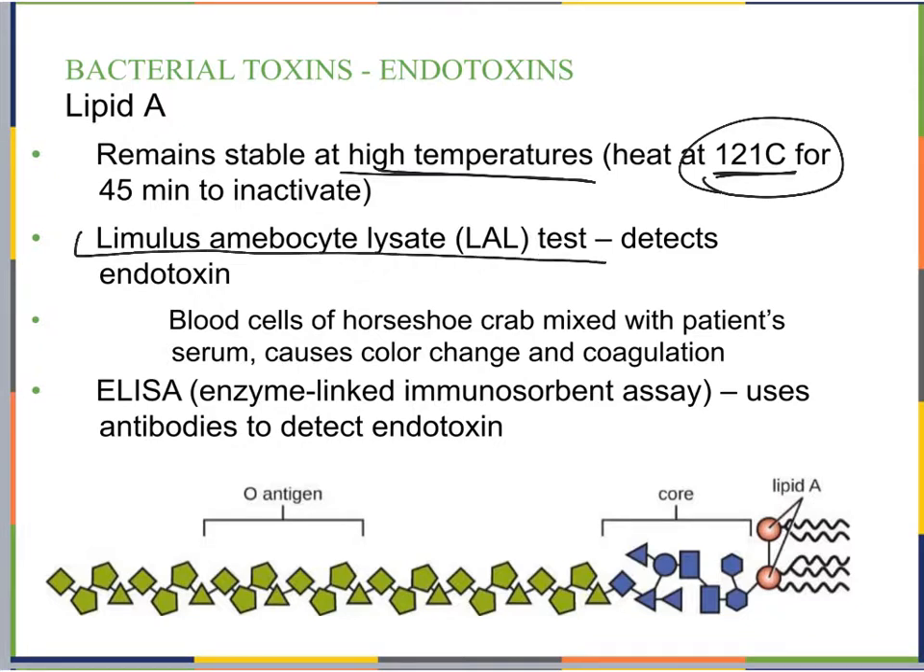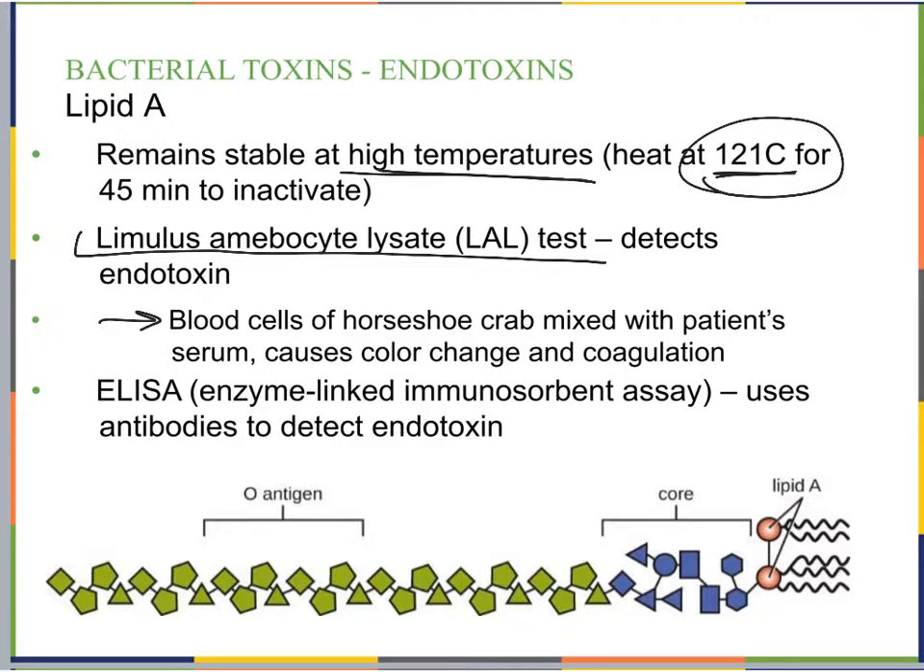We have different ways that we can test how much of this we have in the body, or in a sample rather. We do this by utilizing the LAL test, which is the Limulus amoebocyte lysate test. This is going to tell us in a sample how much of this lipid A that we have. In this test, they take blood cells of the horseshoe crab, which are blue, which is very interesting, and then they mix that with the patient's serum. So they do a blood draw, get the serum from there, and mix that serum with the blood of the horseshoe crab.